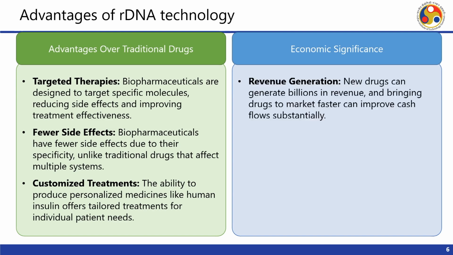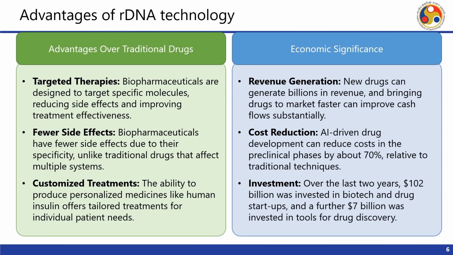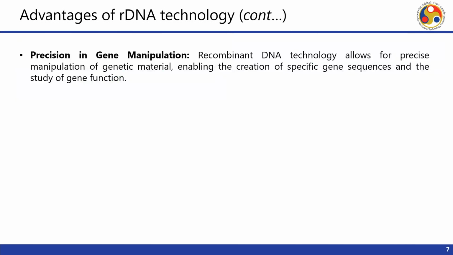And then there is also economic significance. For example, in the case of revenue generation, new drugs can generate billions in revenue, and bringing drugs to market faster can improve cash flows substantially. Then we can also go for cost reduction. For example, AI-driven drug development can reduce costs in the preclinical phases by about 70% relative to traditional techniques. And then over the last 2 years, around $102 billion was invested in biotech and drug startups, and a further $7 billion was invested in tools for drug discovery.